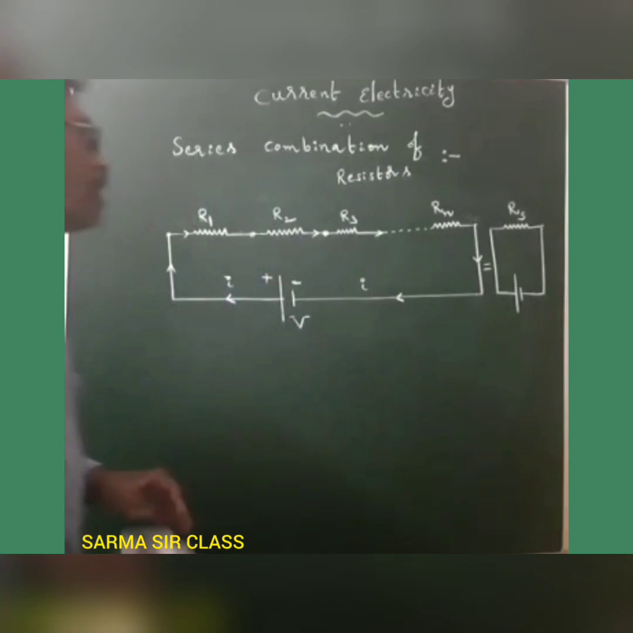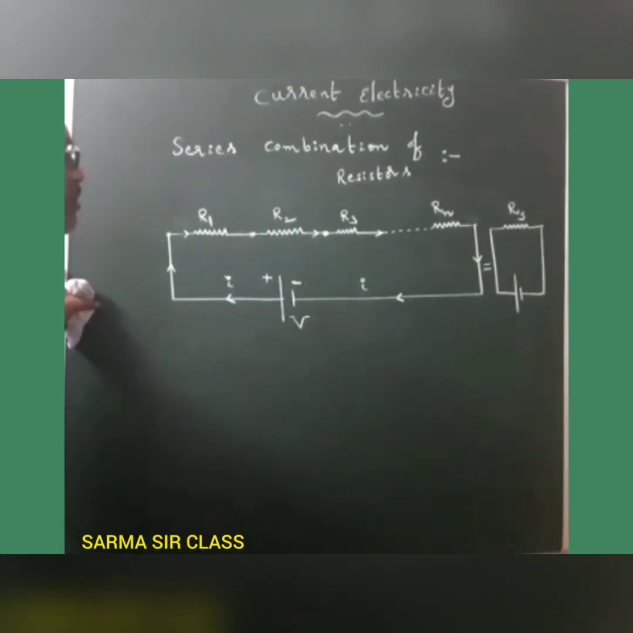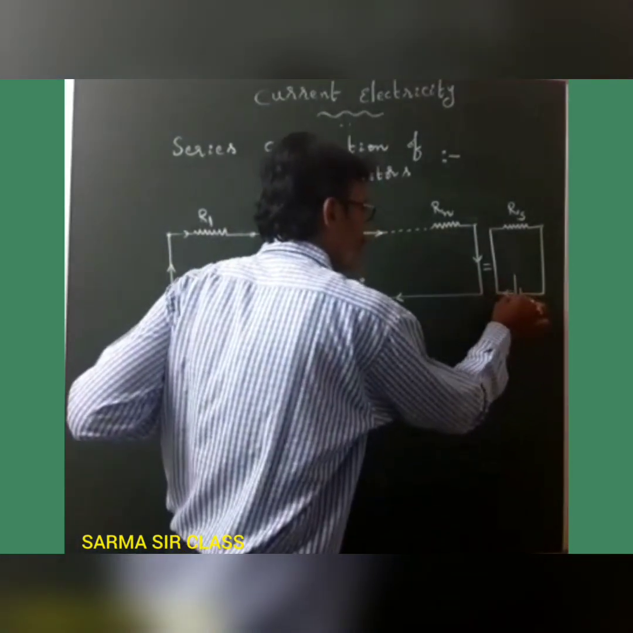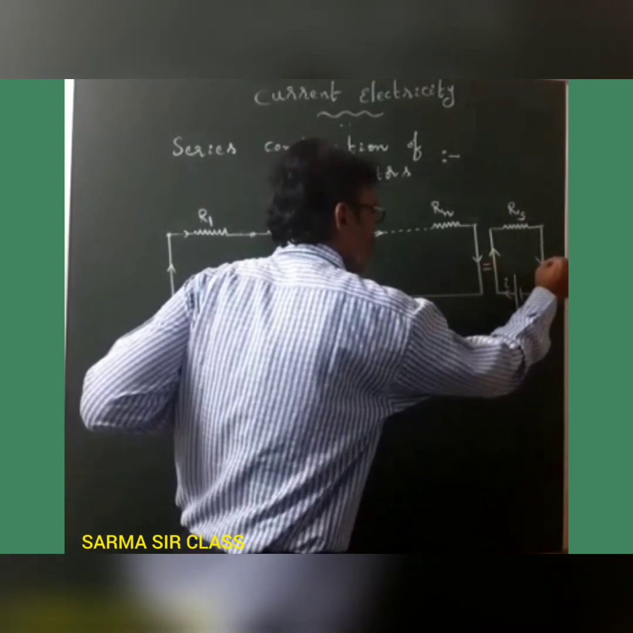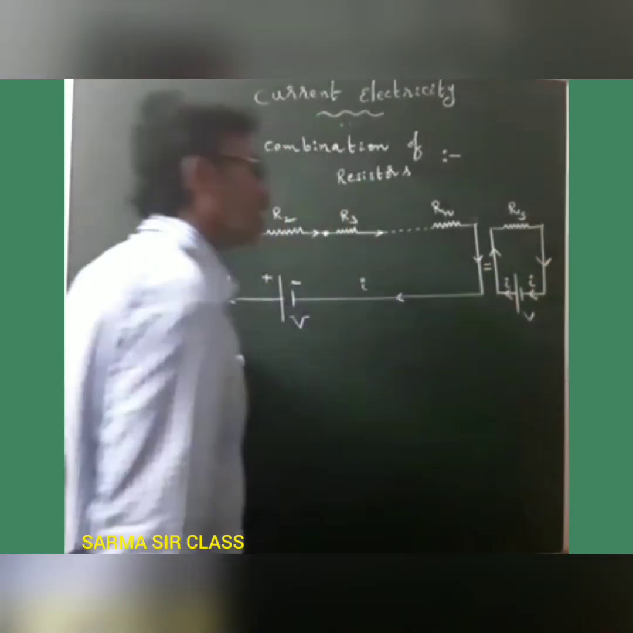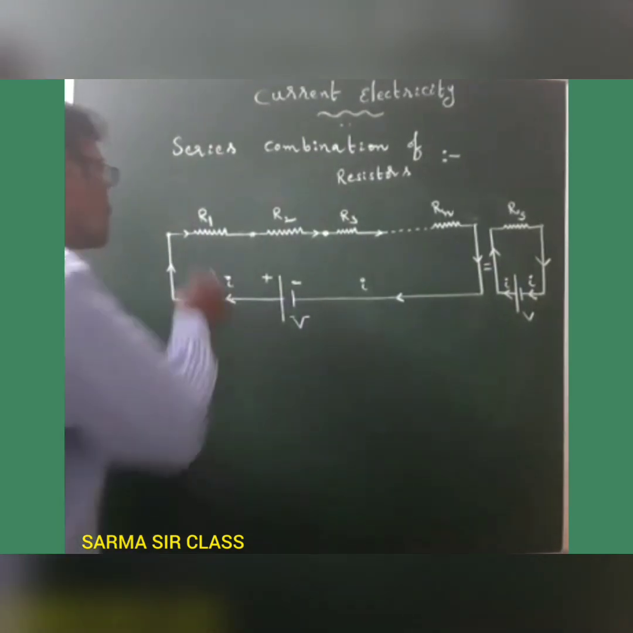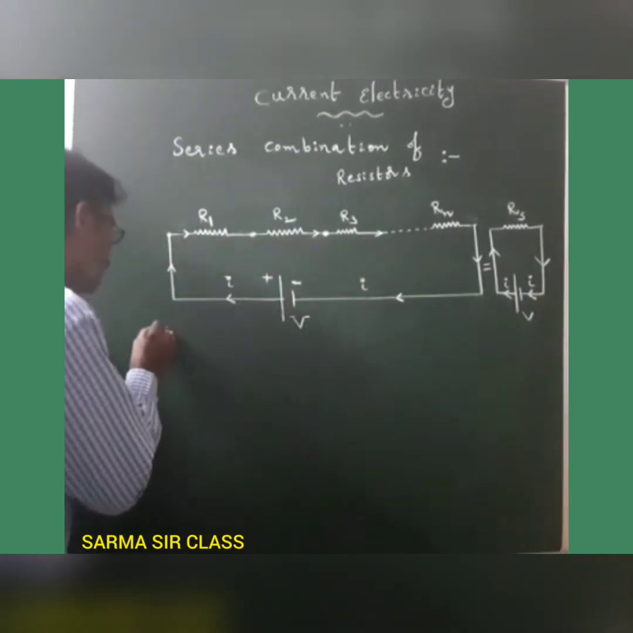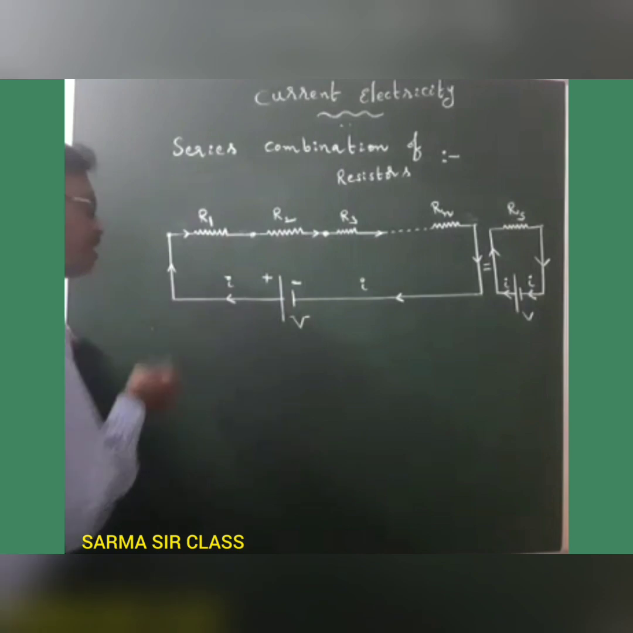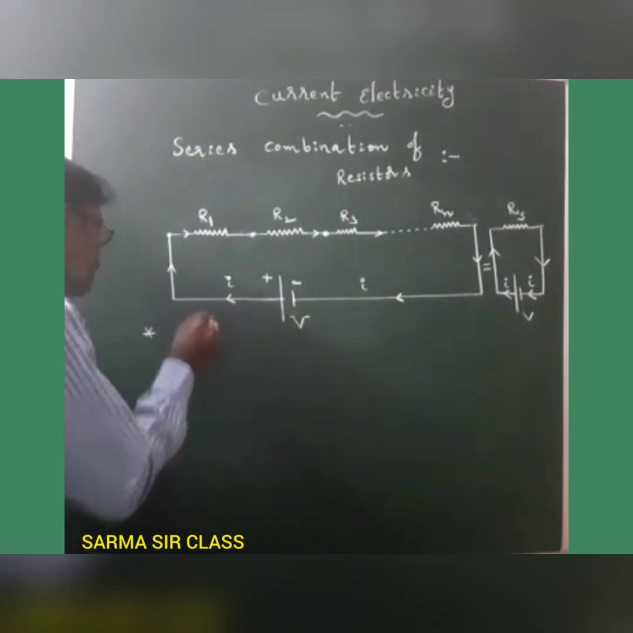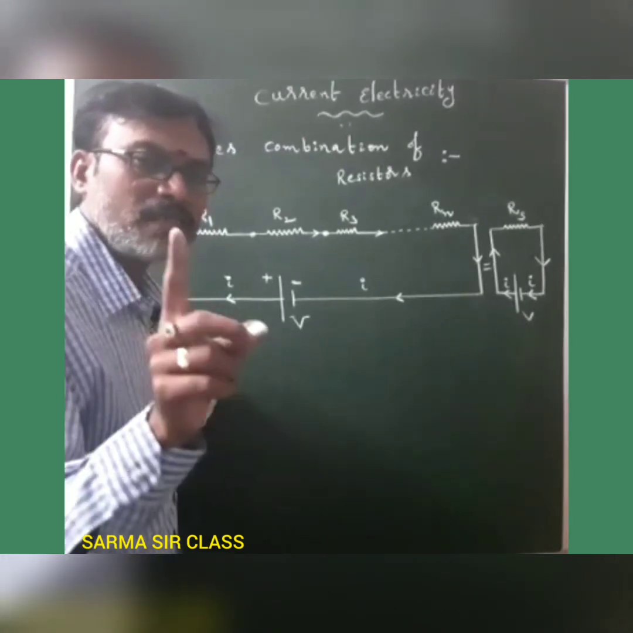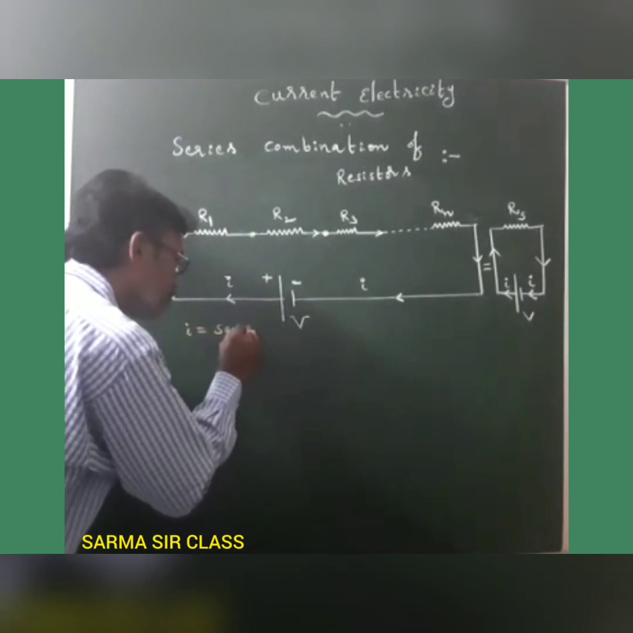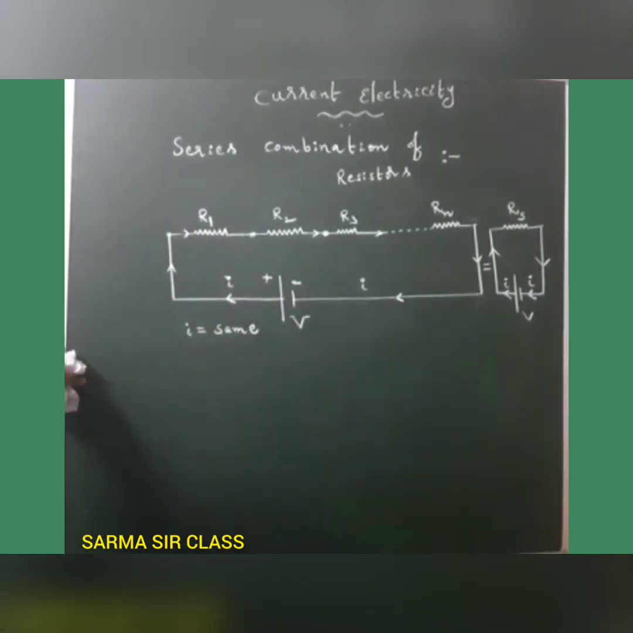Okay, right. And now this is very important. Here also the potential difference is V. From the positive terminal, current I is passing, and again reaching the negative terminal, the same current I. So here the current passing through every resistor remains the same. This is one of the important points. It means I is the same for every resistor.